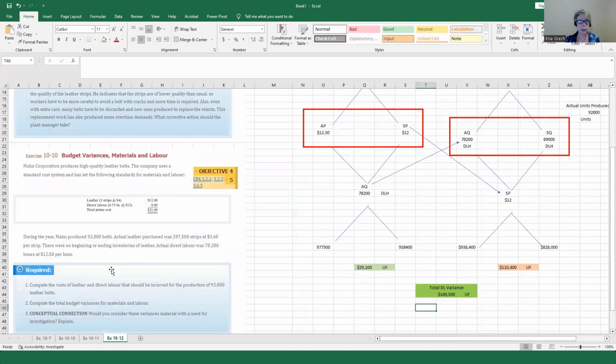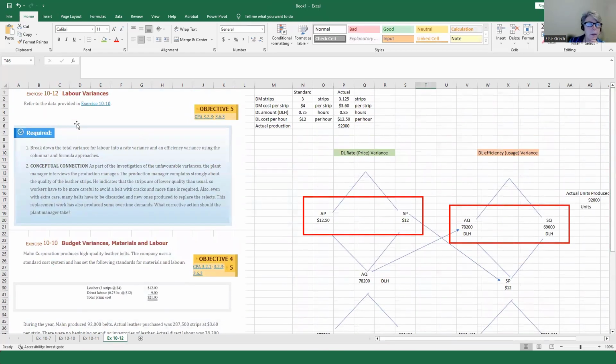Let's transfer over to this one. So this one was, let's go up here. Here we go. So this was the labor variances. As part of the investigation into the unfavorable variances, the plant manager interviews the production manager. The production manager complains strongly about the quality of the leather strips. Are we surprised about this? No. He indicates that the strips were of lower quality than usual, so workers had to be more careful to avoid a belt with cracks, and more time is required. Also, even with extra care, many belts had to be discarded and new ones produced to replace the rejects. This replacement work has also produced some overtime demands. What corrective action should the plant manager take?